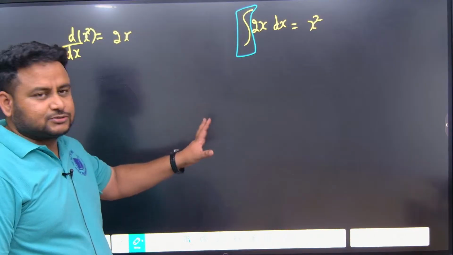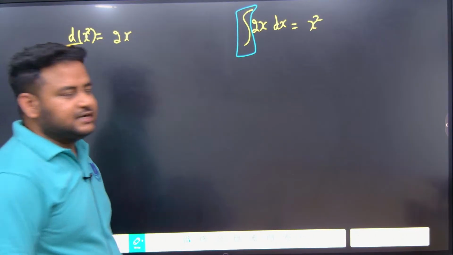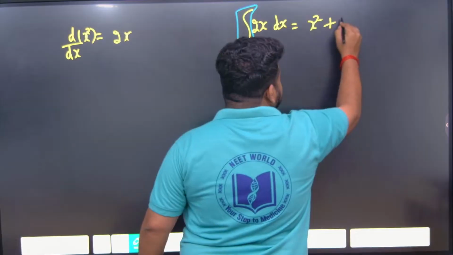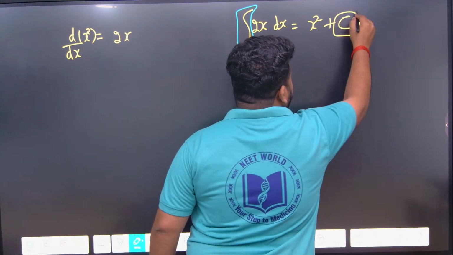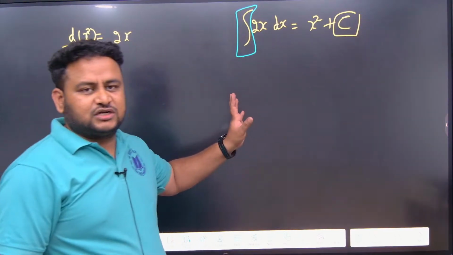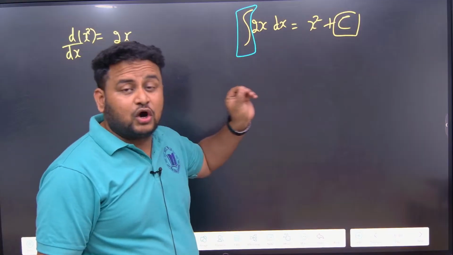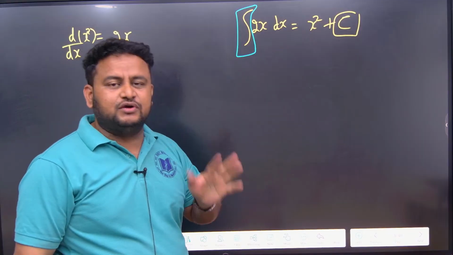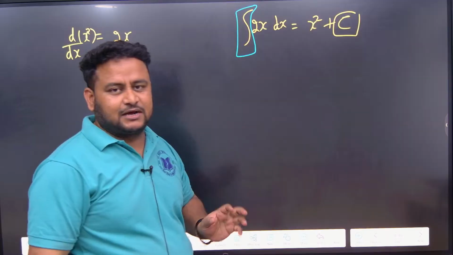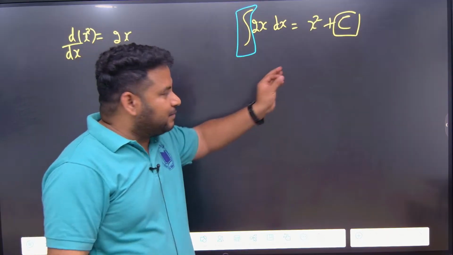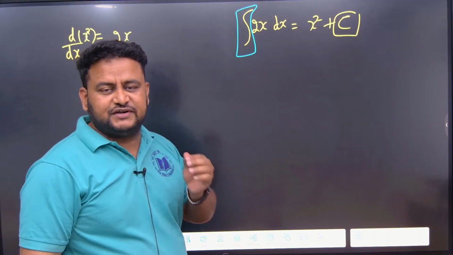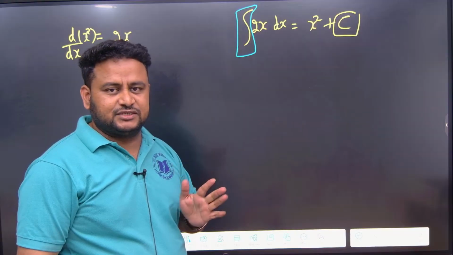But apart from x square, something else should also be written. I'll write plus c. This is called the constant of integration. Whenever you do indefinite integration, plus c will come. Whenever you do definite integration, plus c won't come. That is, the constant of integration won't be there in definite integration. Please keep this in mind.